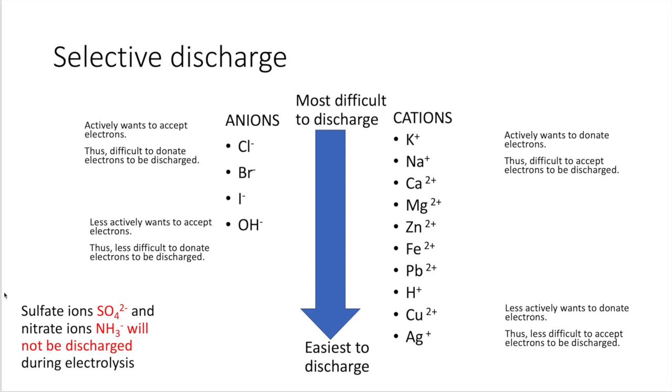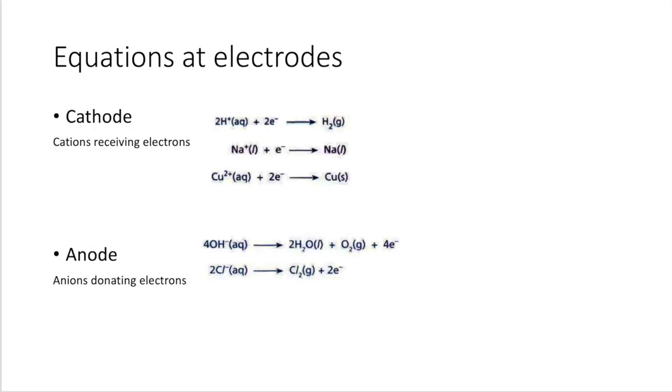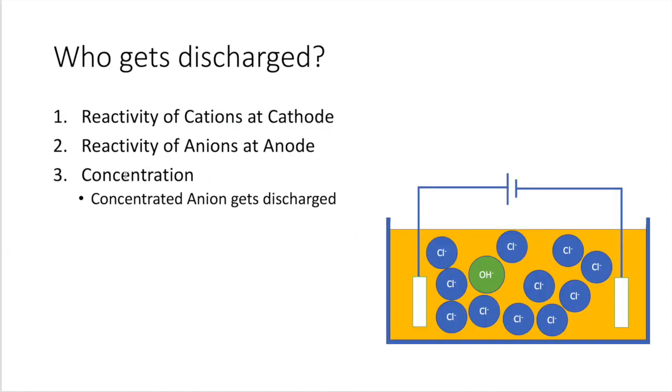And one of the commonly asked questions will be the equations at the electrodes. So one of them is this. This is very important. This is what it will look like for the halogen equation, and this is what it will look like for the metal on the cathode. So other than the position in the reactivity series, the concentration of the anion also plays a part. So if it is a concentrated solution containing chloride ions, the chloride ions will be discharged.